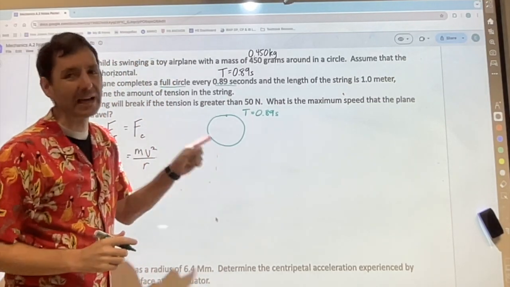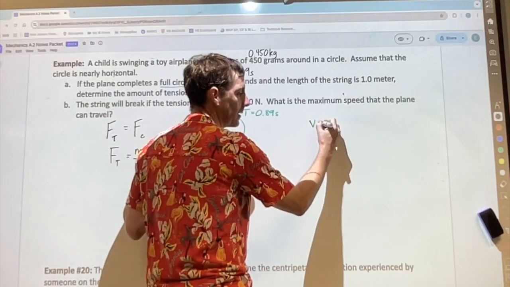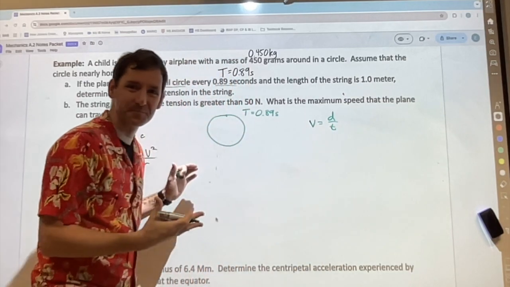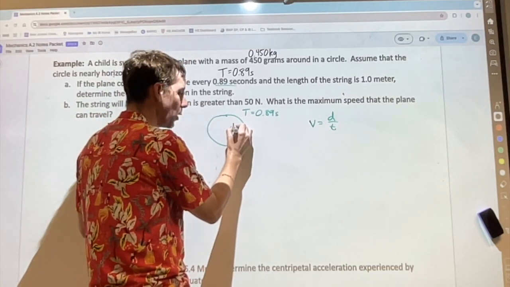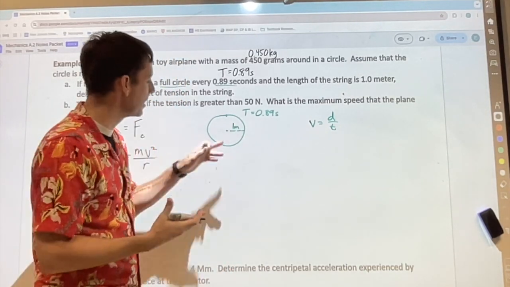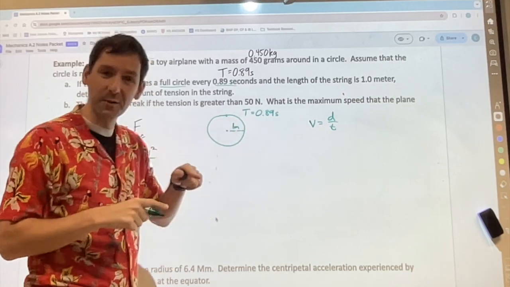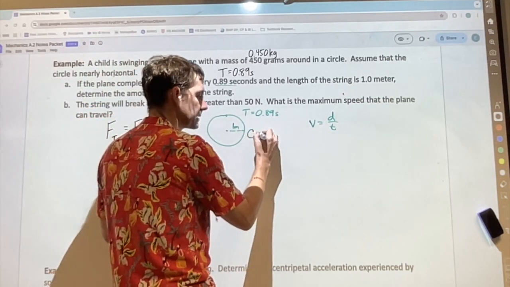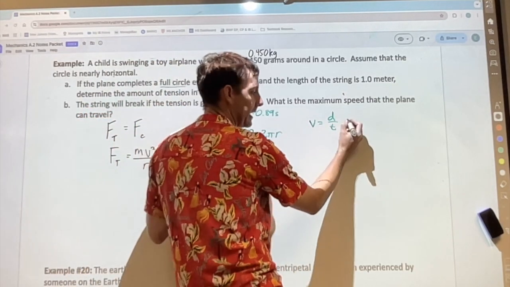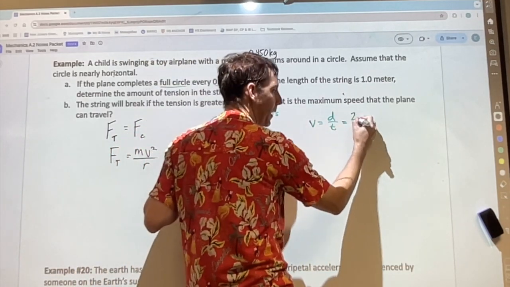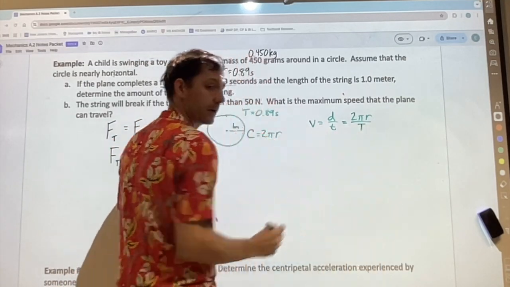Now, if only I knew how far it traveled in that amount of time, I could simply use speed equals distance over time. Well, I can figure that out, because I know the radius. The radius is 1 meter, and knowing that, I can find the circumference of the circle, which is the distance it traveled in one complete circle. The circumference is 2 pi r. So the equation just becomes distance, 2 pi r, over the time it takes to complete one full circle, the period, T.